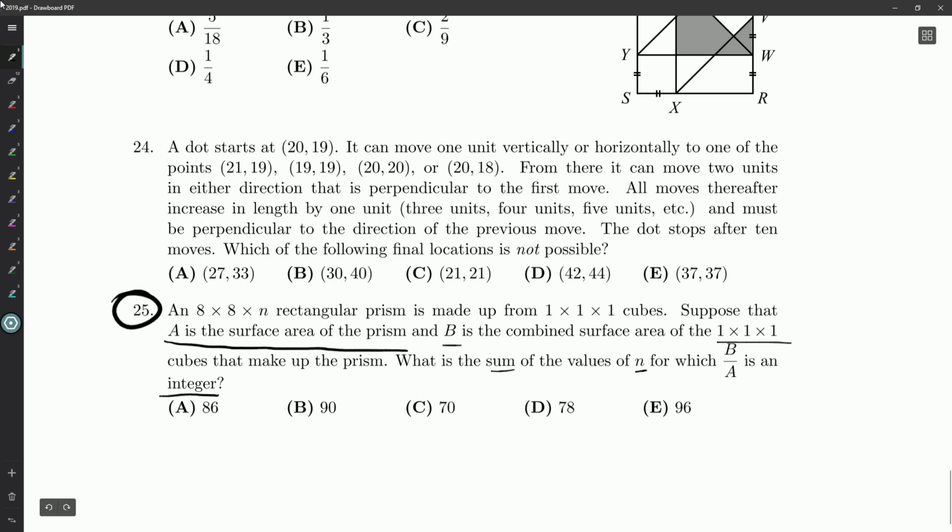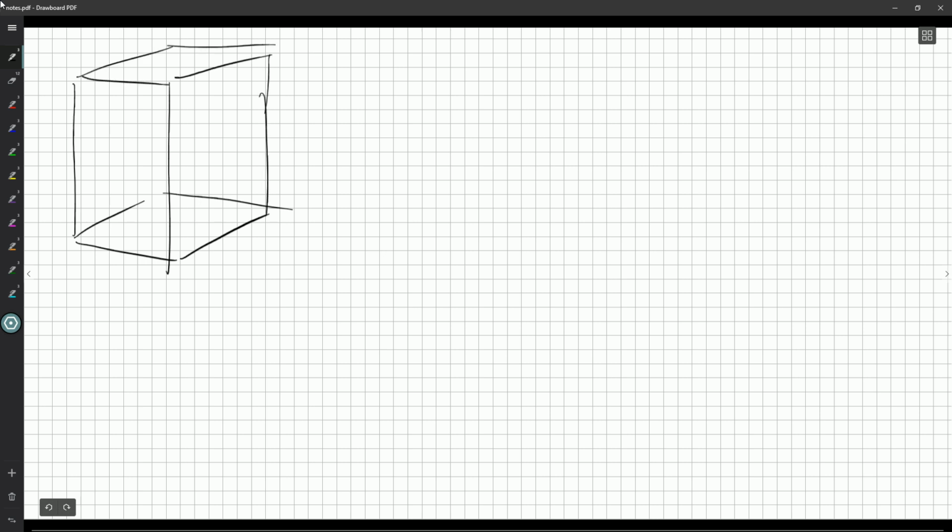Okay, so this ratio of different surface areas needs to be an integer. Well, we probably should get a formula for this expression in terms of n. So let's find our surface areas. If we imagine this prism, it's going to be 8 by 8, so it's going to have a square base. And then we don't know how high it is. It seems like there can be many heights n here.